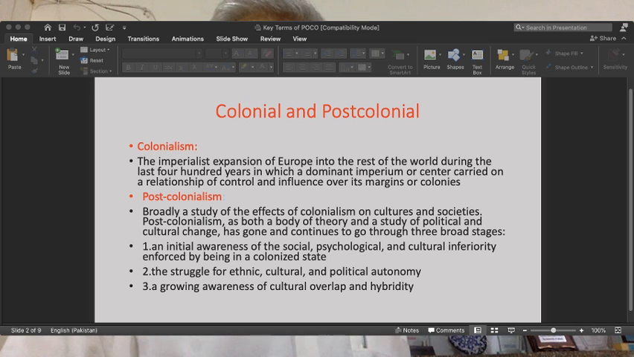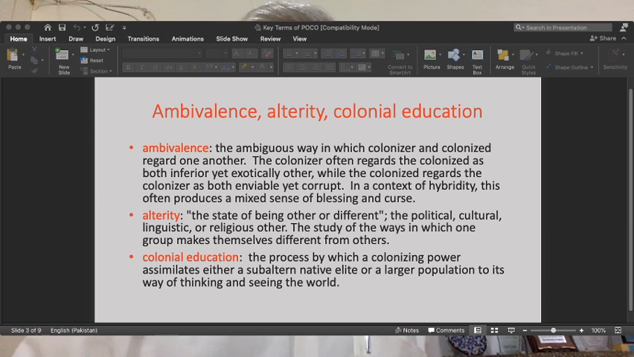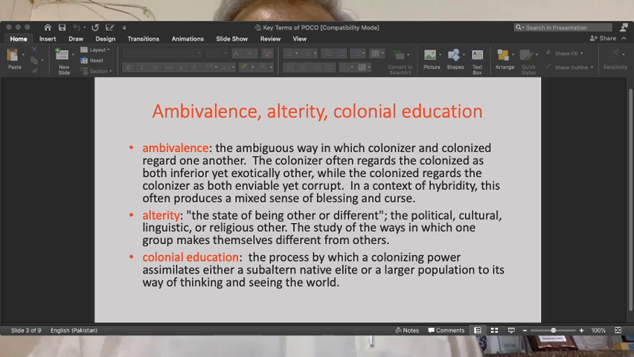Let us see further what we can have in these terms. The next ones are ambivalence, alterity, and colonial education. First of all, let's talk about ambivalence. Ambivalence is the ambiguous way in which colonizer and colonized regard one another. The colonizer often regards the colonized as both inferior yet exotically other, while the colonized regards the colonizer as both enviable yet corrupt. In a context of hybridity, this often produces a mixed sense of blessing and curse.